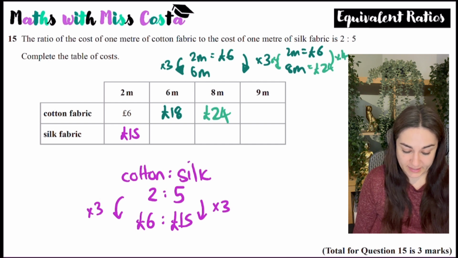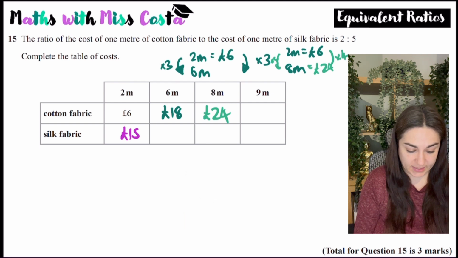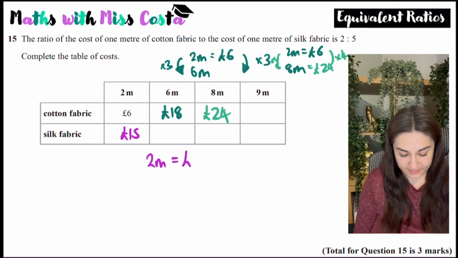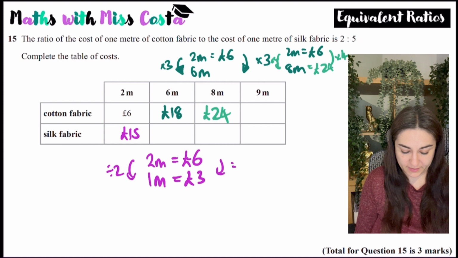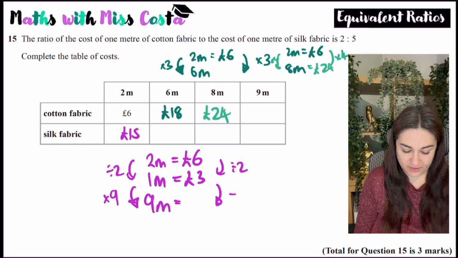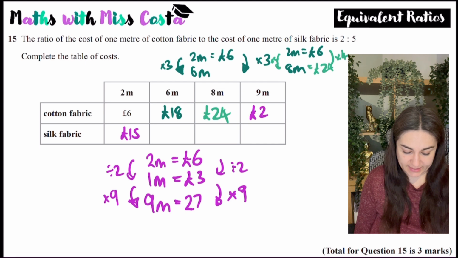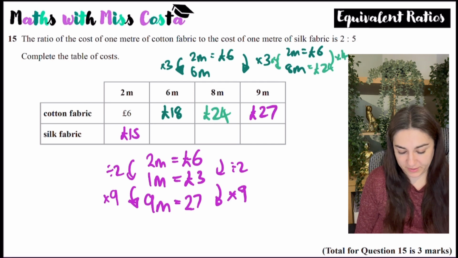And then for 9 meters, what I could do is figure out how much 1 meter is. So 2 meters of cotton is £6. 1 meter is therefore £3 because I divide by 2. And 9 meters, I'm going to times by 9. So 3 times by 9 is 27. So that would be £27.